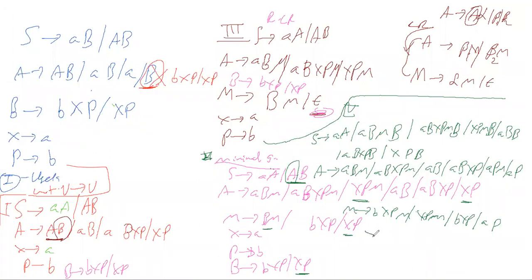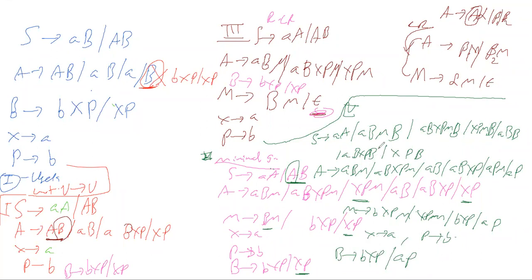Now X implies A, we don't have any issue. P implies B, does not have any issue. Okay. Now B implies BXP slash capital letter XP. What is X? X we have to replace with the production rule. Okay, so it becomes aP. I hope all of you are getting the idea.